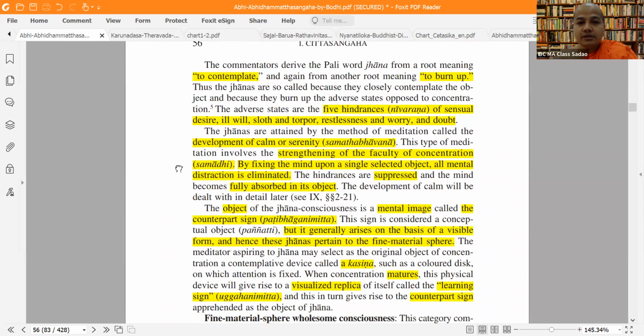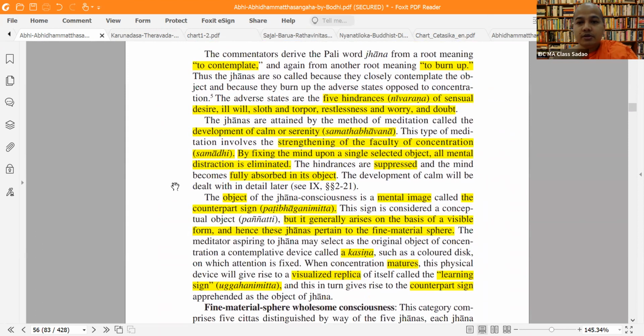The commentators derive the Pali word jhana from a root meaning to contemplate, and again from another root meaning to burn up. So you can see 2 meanings here. One is to contemplate, the other is to burn up. You can easily understand what it means by contemplating. In the jhana, you need to focus your mind and so on. So a certain amount of concentration is required, right? But why burn up? What does it mean by burning up?